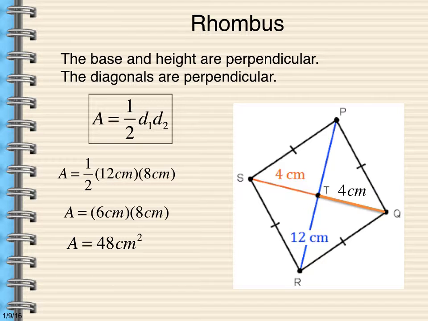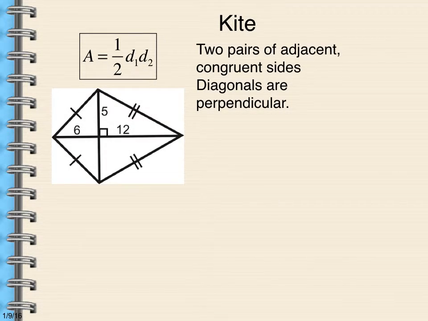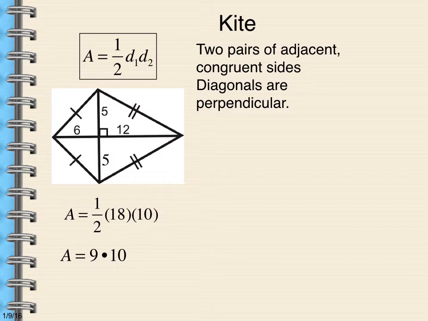So this formula can be used not only for a rhombus, but also for a kite. The distance between the opposite vertices, we're calling that the diagonal. In a kite, the shorter diagonal is going to be bisected. So if the top piece is 5, the bottom piece is 5. We now have the information to substitute into the formula. We have half of 18 times 10, which is 9 times 10, or 90 square units.